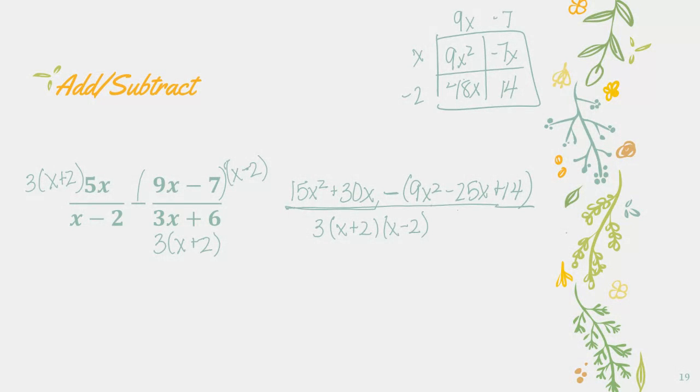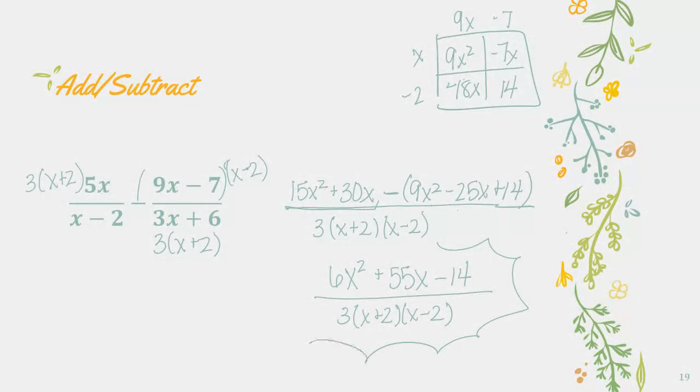So let's combine like terms, okay? I've got 15x squared minus 9x squared, which is 6x squared. 30x minus negative 25x is plus 55x. And then I'm just going to minus the 14, all over 3x plus 2, x minus 2. The top, I don't think is factorable, so I'm just going to leave that alone. I can't take anything out, so that is my final answer.